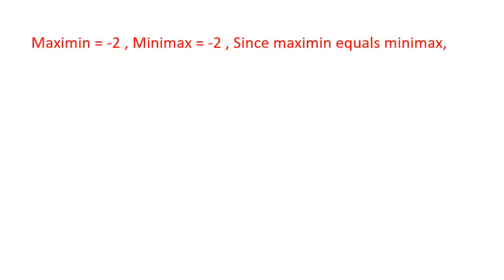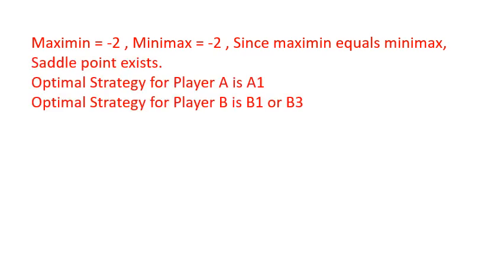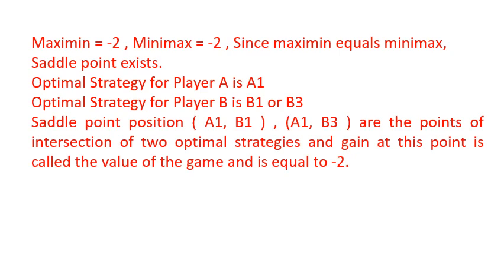Maximin is -2, minimax is -2. Since maximin equals minimax, saddle point exists. Optimal strategy for player A is A1. Optimal strategy for player B is B1 or B3. Saddle point position A1 B1, A1 B3. A1 B1 and A1 B3 are the points of intersection of the 2 optimal strategies, and the payoff or the gain at this point is called the value of the game and is equal to -2.